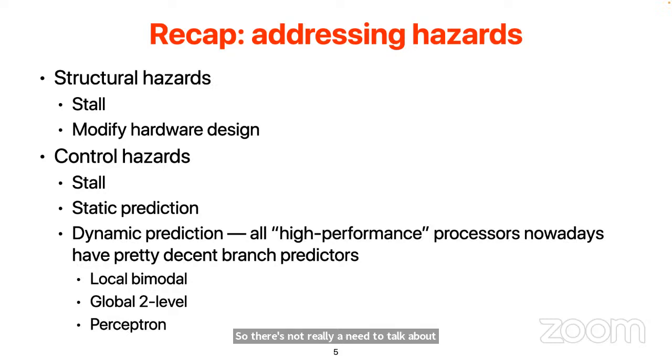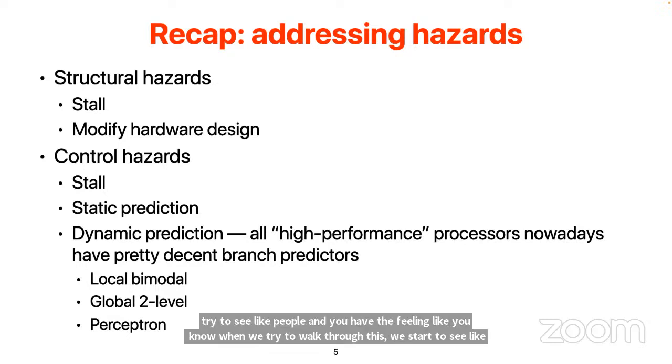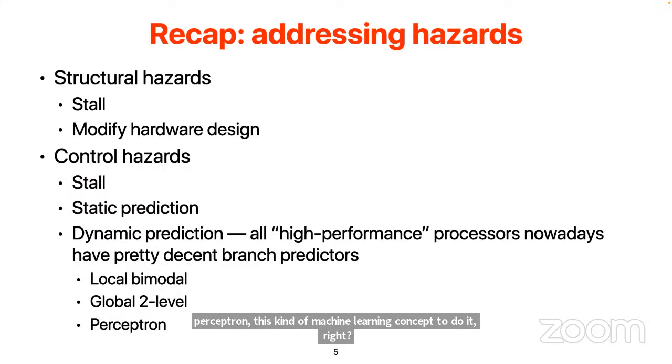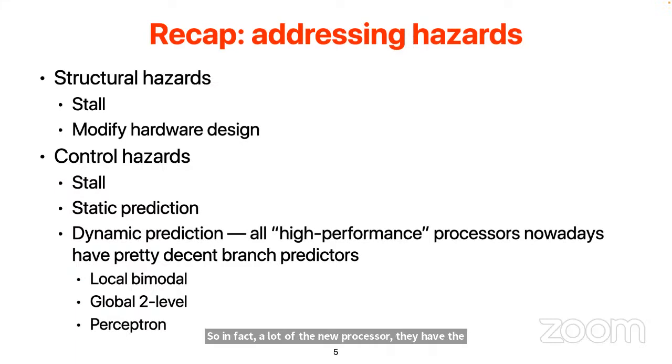For dynamic prediction, we talk about a few different mechanisms. For example, the local 2-bit predictor, which is simple but relatively effective if you have a regular loop. However, if your code becomes more complex, a global 2-level predictor will work very well. For more and more complex cases, when we walked through the GHR example, you already felt like this is a machine learning problem. So why not use a perceptron, this kind of machine learning concept, to do it? In fact, a lot of new processors have the perceptron predictor as an L2 predictor or something. So it's also in use.